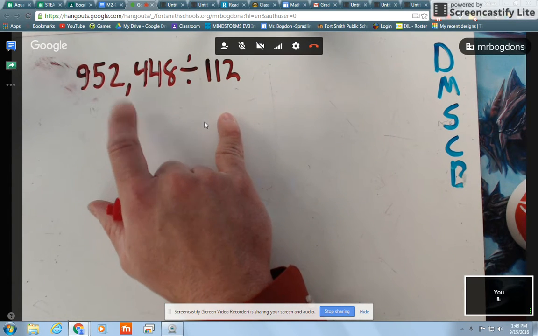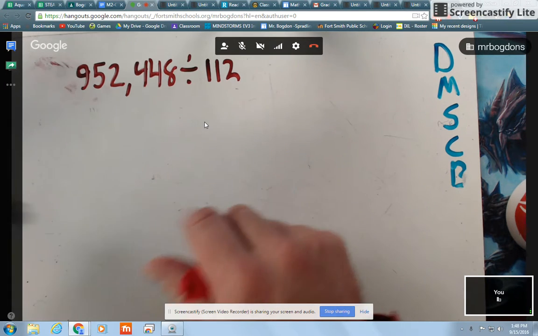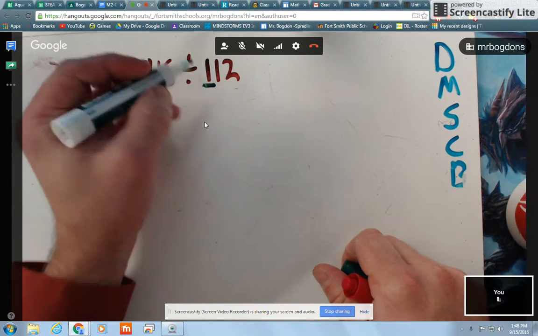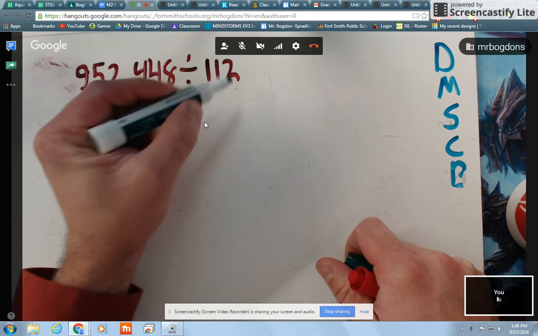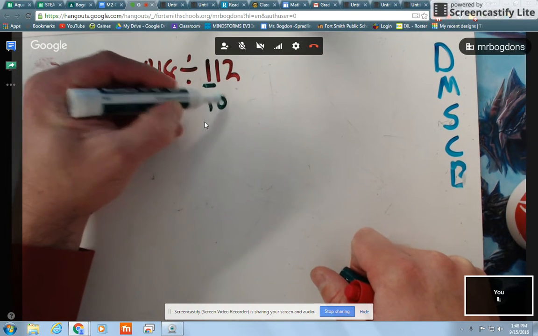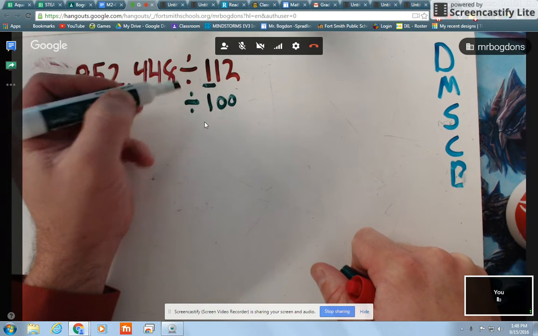Step one, I need to estimate. Looking at my divisor, I look at the largest place value. It's in my hundreds place. My next smallest one in the tens place is a 1. That means that this number is really close to 100. It wouldn't make any sense to round it all the way up to 200.